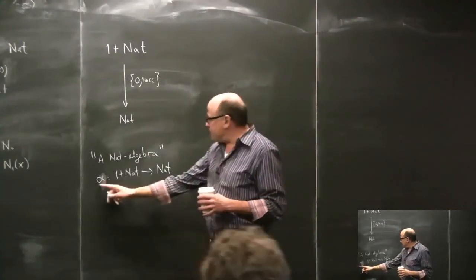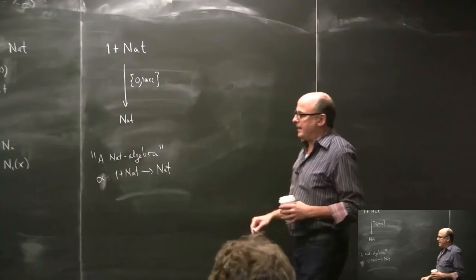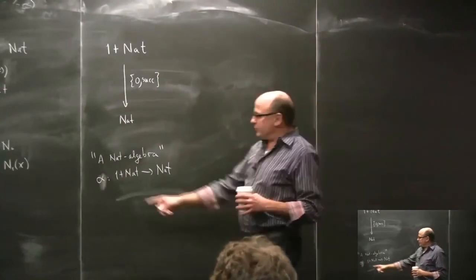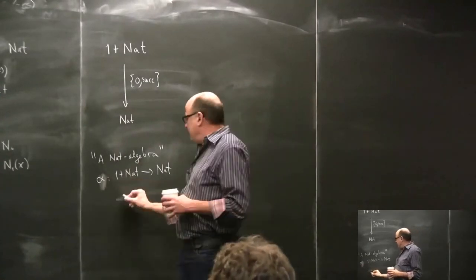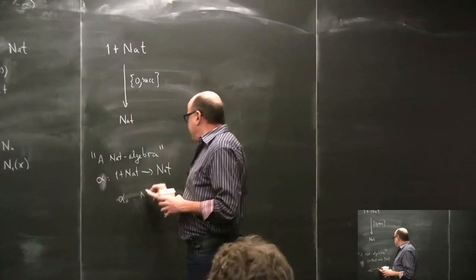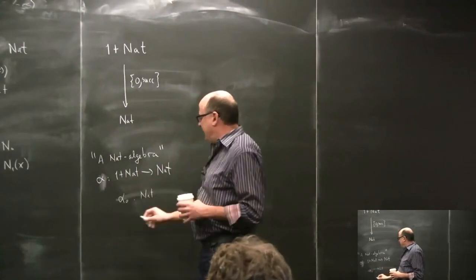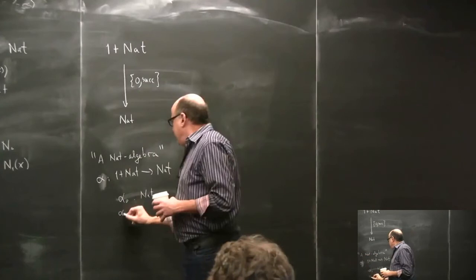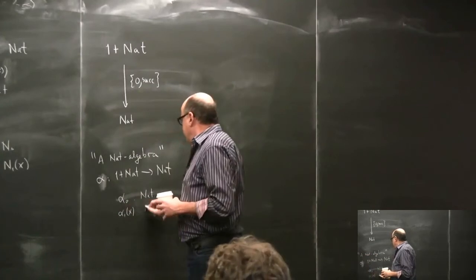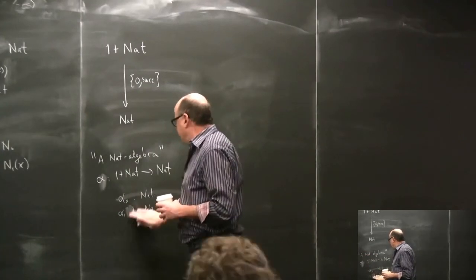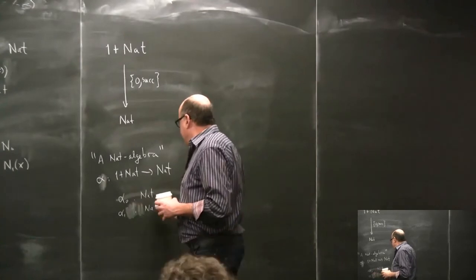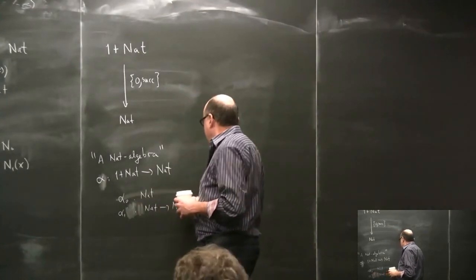So in general, a nat algebra is a mapping from 1 plus nat to nat. If you have a nat algebra, you have naturally associated with it alpha 0, which is in nat, well, really 1 arrow nat, as I've defined it, and alpha 1 of x, which is a nat, well, alpha 1, let's just say, is a map from nat to nat. You can write it like that.